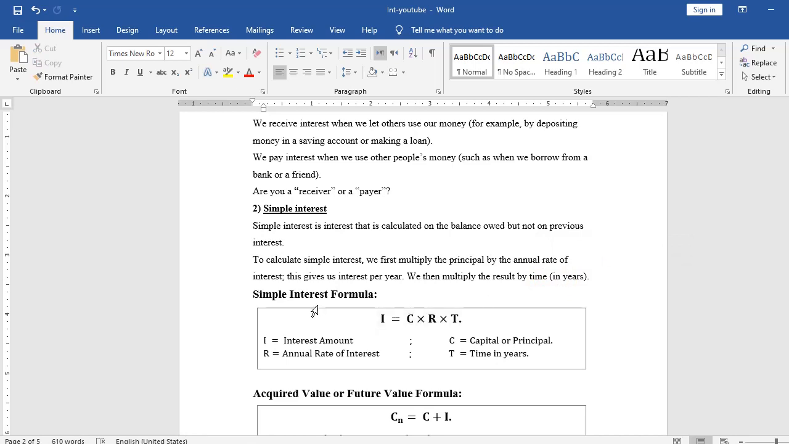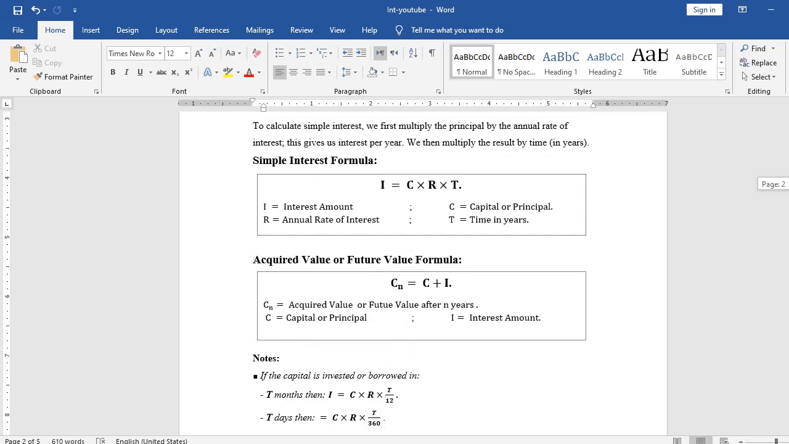So we obtain, as we see in the simple interest formula, I equal C times R times T. I, interest amount, R, annual rate of interest, T, time in years, and C is the capital or principal.